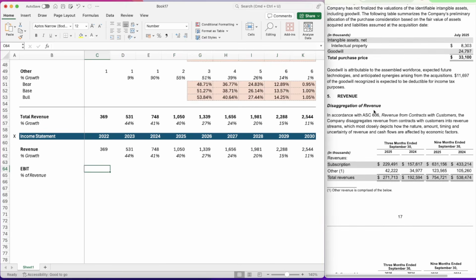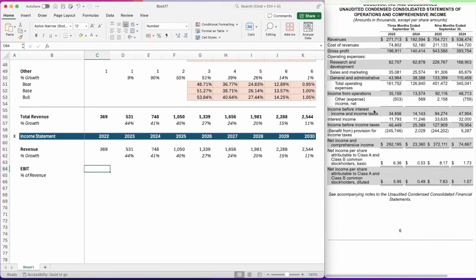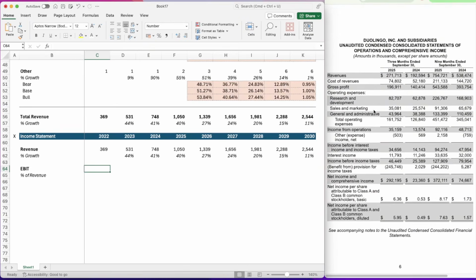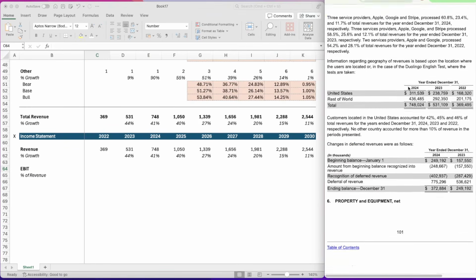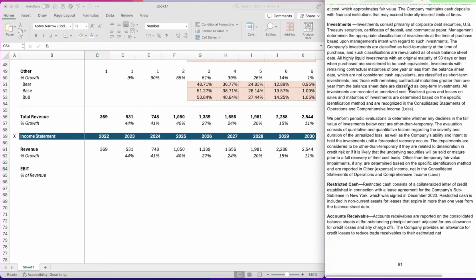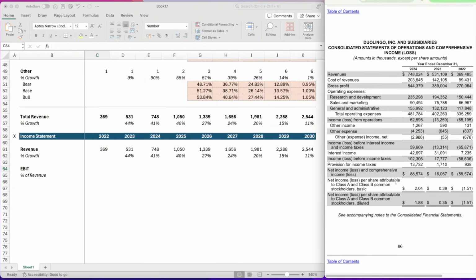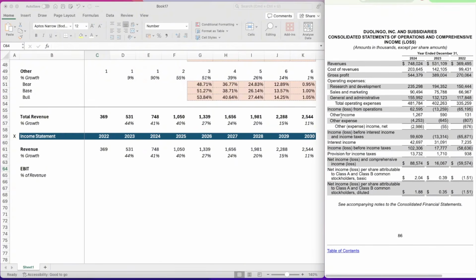Okay, so come up to the income statement, which is this one on page 6 for the 10Q. For the 10K, it is right here, this one, page 86. And we want the line that we want, this one, income lost from operation. So it's only in the last year, 2024, that the company became profitable.